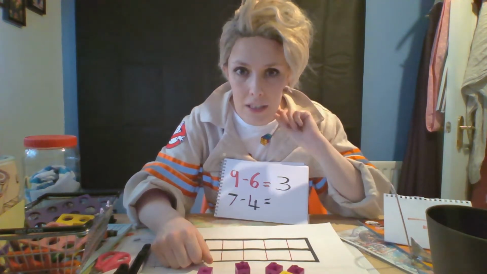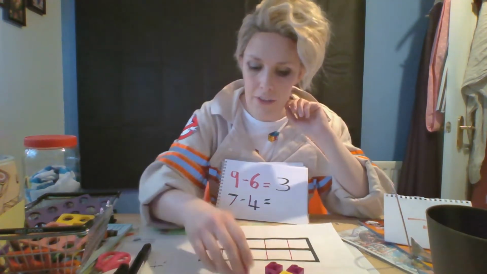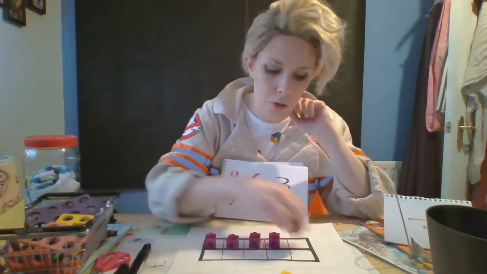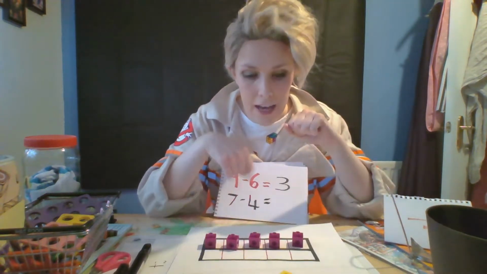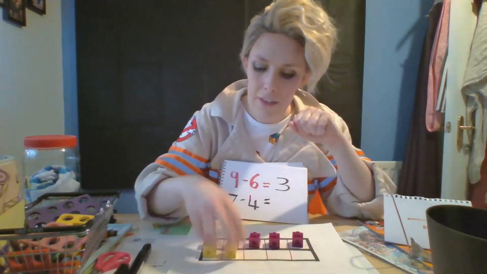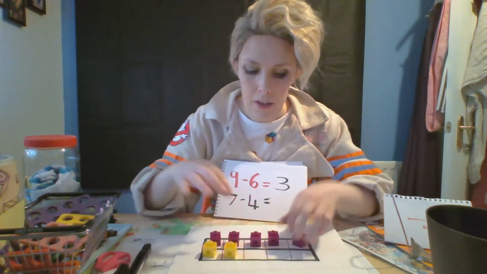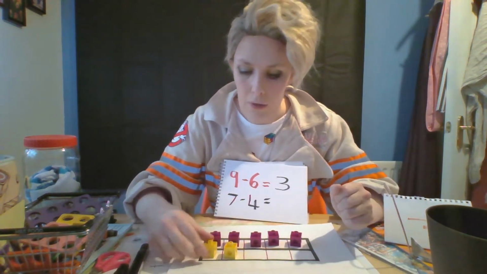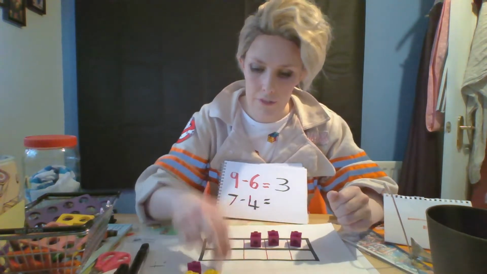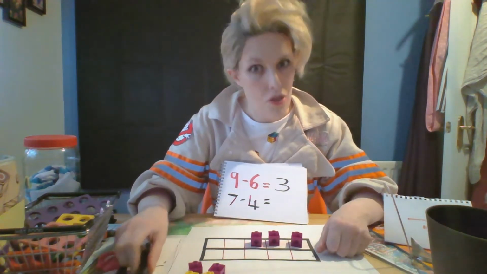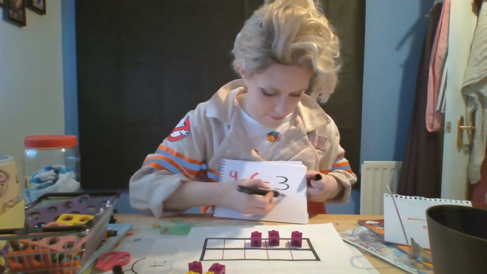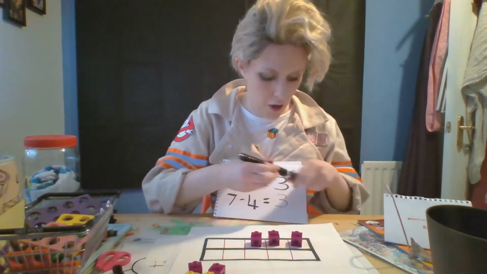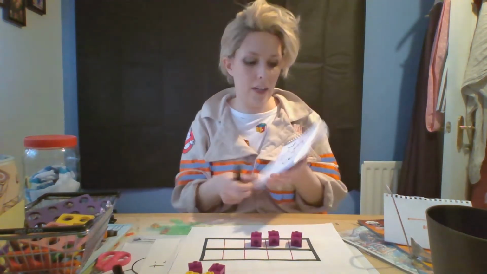Okay, so we said 7 take away 4, so you just need 7. For those of you who subitize, you might know that's 5. So we've got 2 more to make 7. 5, 6, 7. Okay, and we're going to take away 4 now. 1, 2, 3, 4, and we are left with 3 again. Okie cookie. We're getting there, right?